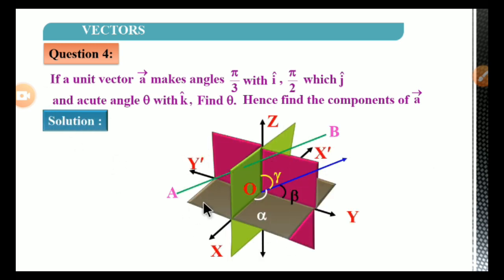For the solution, I am going to consider three-dimensional space, with the x axis, y axis and z axis. Here this is the vector A, parallel to this position vector. So vector A makes an angle alpha with the x axis, beta with the y axis, and gamma with the positive z axis.